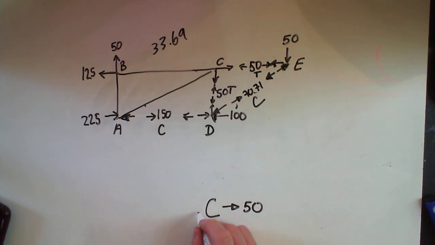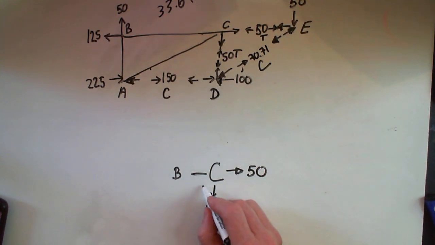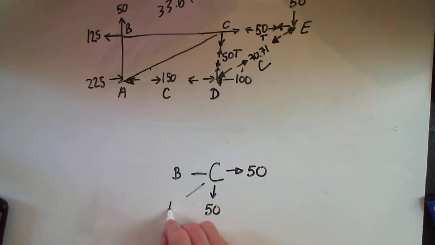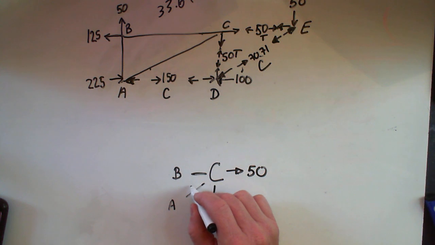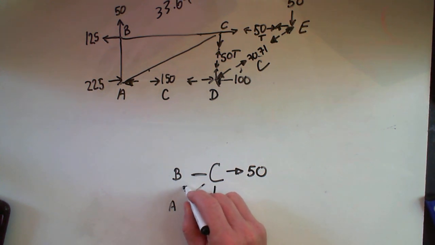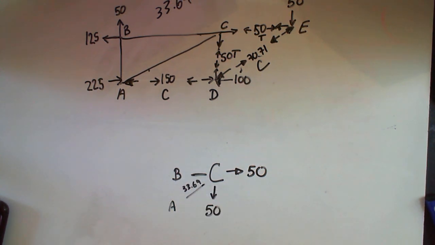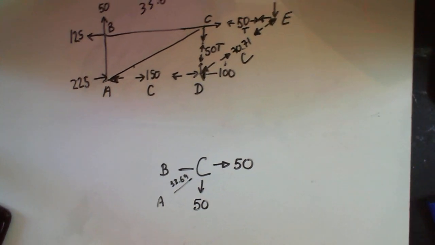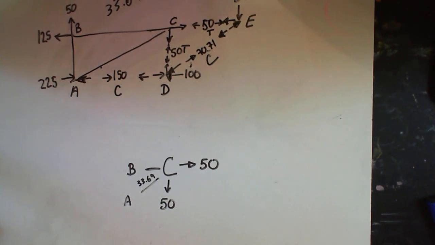And then we've got some unknown force there that travels over to B. And then we have some force here that goes down to A, and we know that this angle is 33.69. So that's everything we've got at C. Let's set up our 2 force equations and see what we've got.